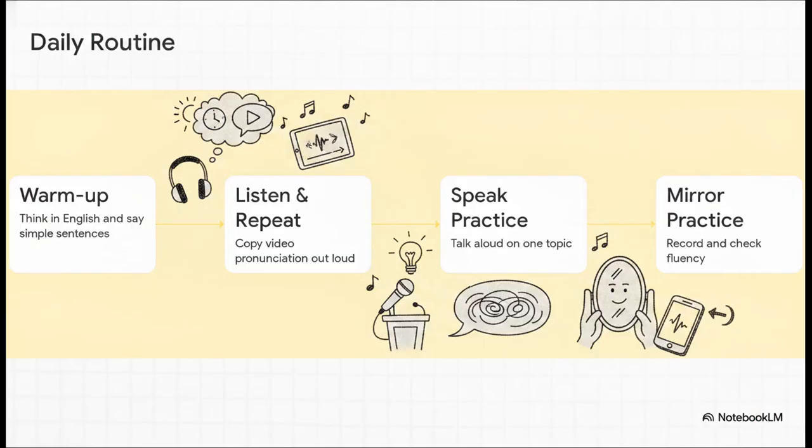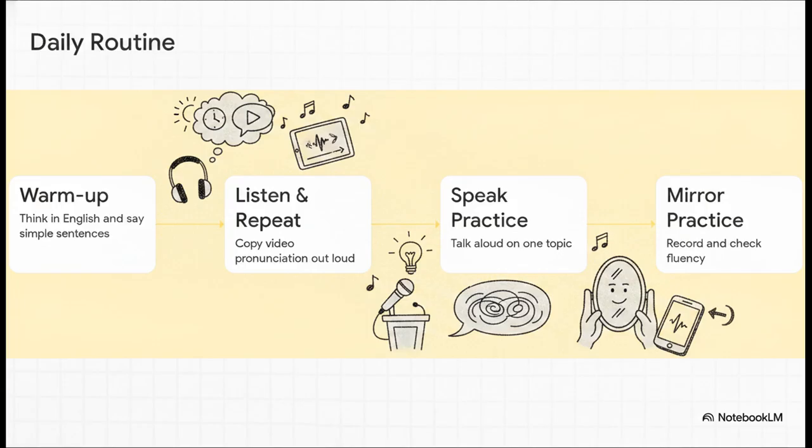Okay, this 4-step daily routine takes less than an hour, but it is a complete language workout. Step 1, a 5 to 10 minute warm-up. Just think in English and say some simple sentences about your daily tasks. Step 2 is listen and repeat. Grab a few sentences from a tutorial video and just copy that pronunciation out loud for 10 to 15 minutes.